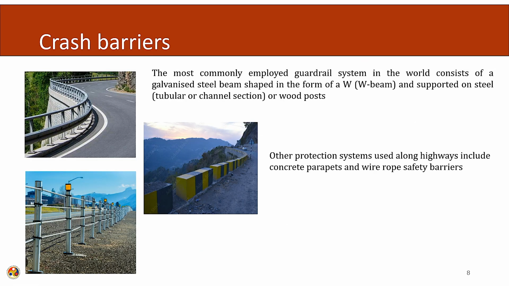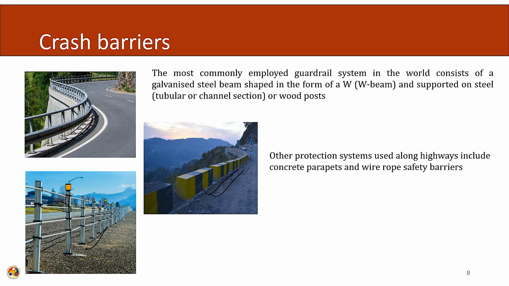Moving ahead, crash barriers. So, different types of crash barriers we are seeing. This is a conventional crash barrier made of steel. These are crash barriers made of concrete, and these are crash barriers made up of steel posts and rods. The most commonly employed guardrail system in the world consists of a galvanized steel beam shaped in the form of a W beam, supported on steel tubular or channel sections, this one.